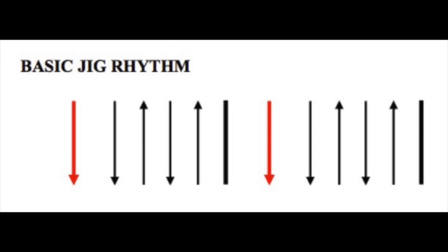To accompany a jig, you simply play this rhythm until the tune stops, and you play it on your right hand, usually with a pick, while changing chords with your left hand. So in the next slide, you will see and hear me playing this basic jig rhythm using the three chords we've already looked at.